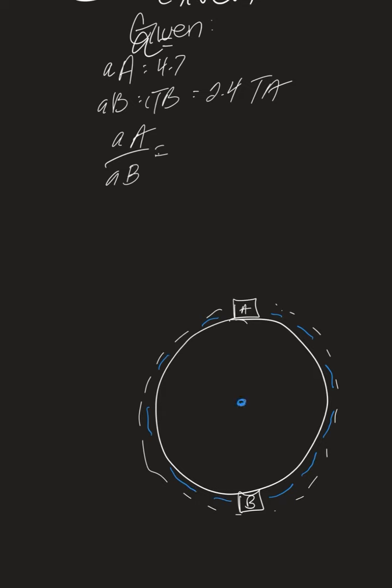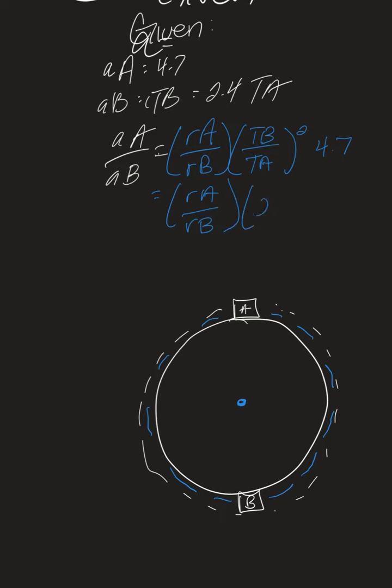Okay, so the given is we do RA, radius, RB times TB over TA equals 4.7. So this way equals RA, RB times 2.4.